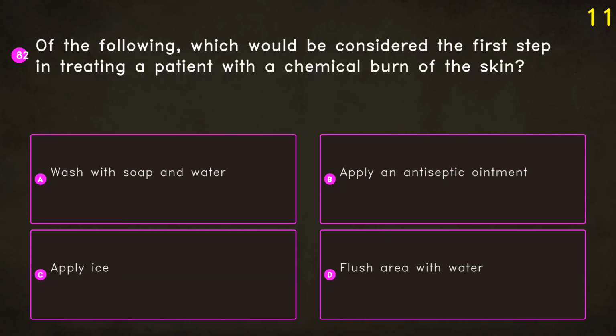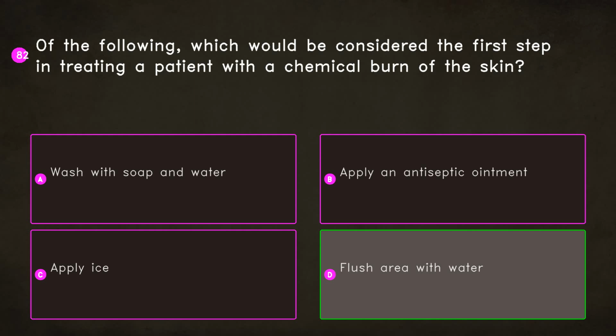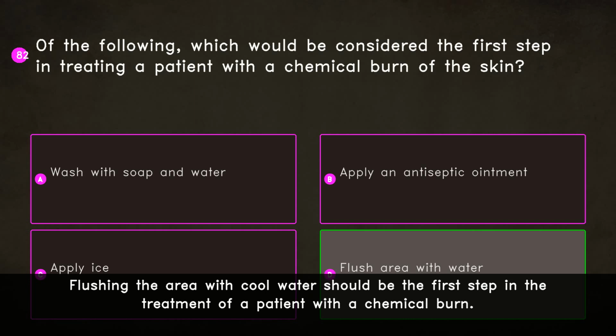Question 82. Of the following, which would be considered the first step in treating a patient with a chemical burn of the skin? A. Wash with soap and water, B. Apply an antiseptic ointment, C. Apply ice, D. Flush area with water. The correct answer is flush area with water. Flushing the area with cool water should be the first step in the treatment of a patient with a chemical burn.